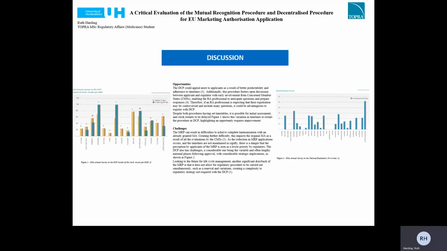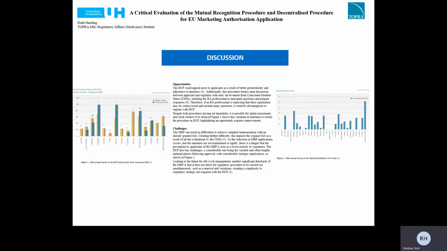As you can see here in figure 1, the timelines for the DCP to restart following a clock stop can be delayed, and the amount is variable by which RMS is chosen, another consideration to make. This is a key opportunity for improvement within this procedure. However, both procedures have challenges.